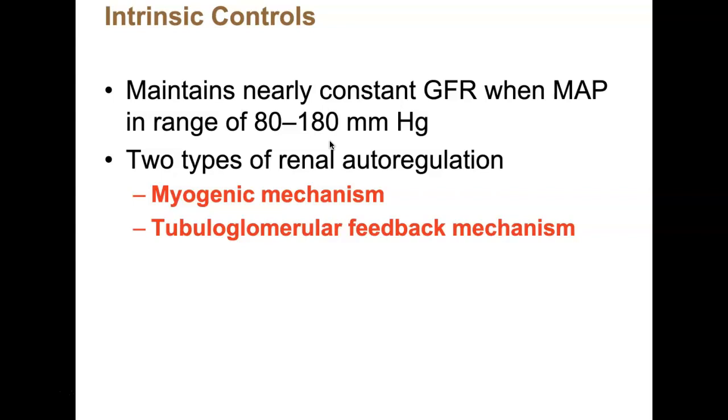However, the intrinsic controls that we just discussed, these two, myogenic and tubuloglomerular feedback, cannot handle extremely low systemic blood pressure, such as might result from serious hemorrhaging or hypovolemic shock. Once the mean arterial pressure drops below 80 millimeters of mercury, the autoregulation ceases, and the extrinsic controls are going to take over.